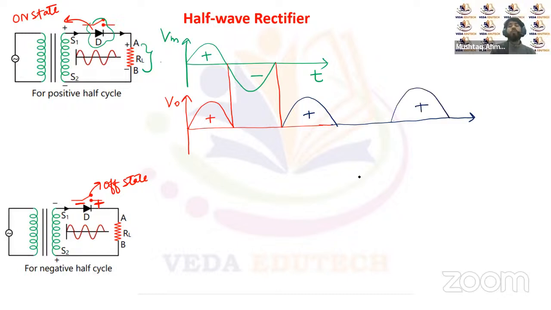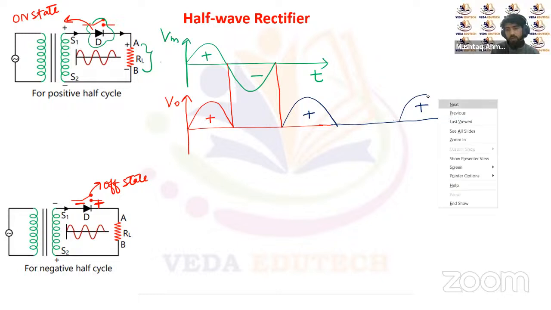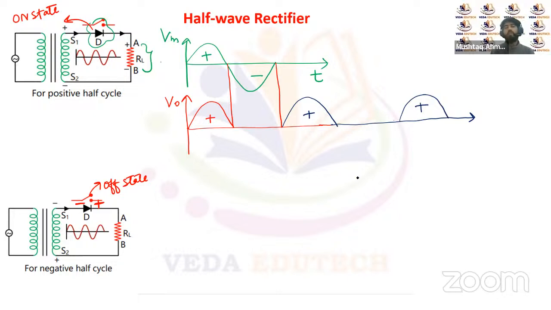For the negative half cycle, this will not conduct, or we can say it will be in the reverse bias condition. So this is the condition, and this is the output. We can say for half of the cycle it conducts, and for the rest of the cycle it does not conduct, so the output is zero. This is how the half wave rectifier works.